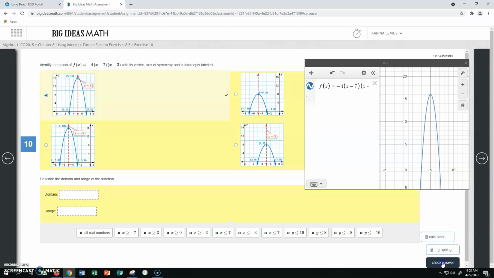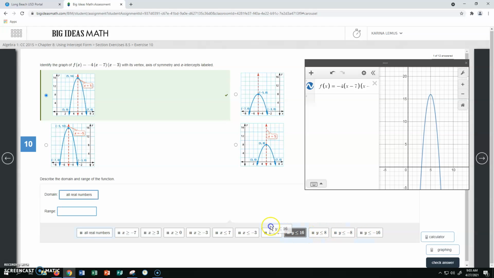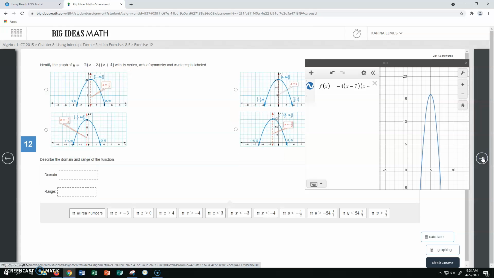It's the only choice. Okay, domain, all real numbers. And then because the vertex has a y value of 16 and it's going down, everything has to be less than or equal to 16. And here is that option right there. I'll check my answer, and it's good. And then I'll move on to number 12, which I had already asked you to do. So if you haven't, please stop and do it first.